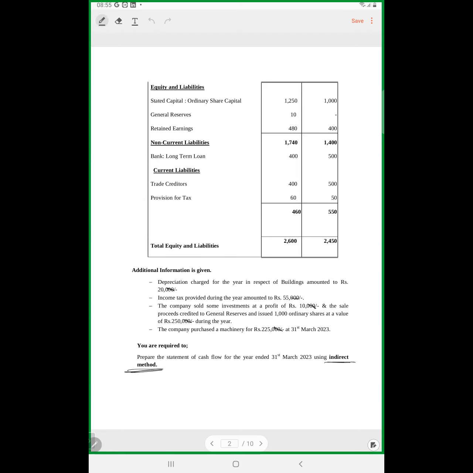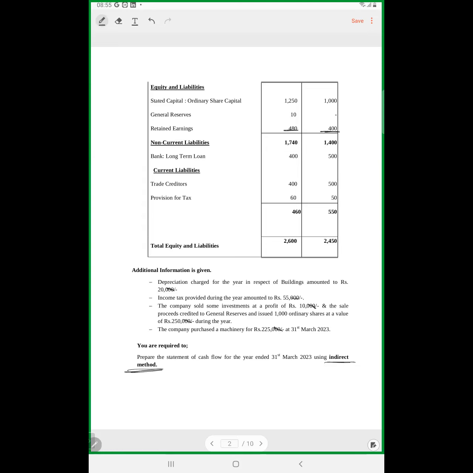The figure in equity and liabilities, minus the retained earnings figure. Yes, that is the way we can find the profit before tax. Yes, 386 also, I appreciate your answer, also correct. So you can see the retained earning figure in the financial position.